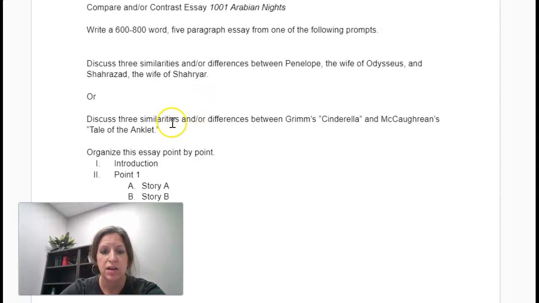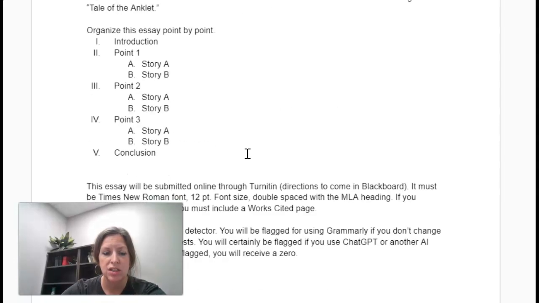Or you could talk about the similarities and/or differences between Grimm's Cinderella and Macaughrean's Tale of the Anklet. I have provided both of those documents for you in Blackboard in case you got a different version of 1001 Arabian Nights. In class this week, we read Cinderella and Tale of the Anklet, and we already talked about them. So that's what you're going to do.